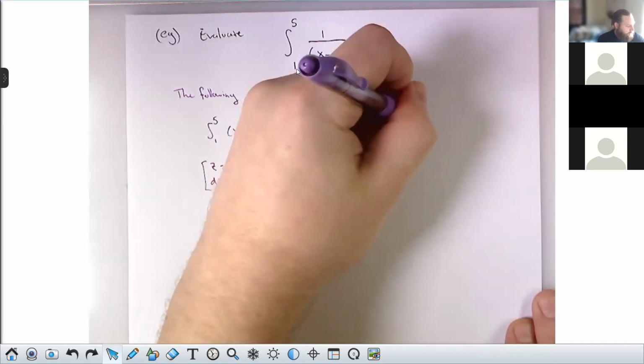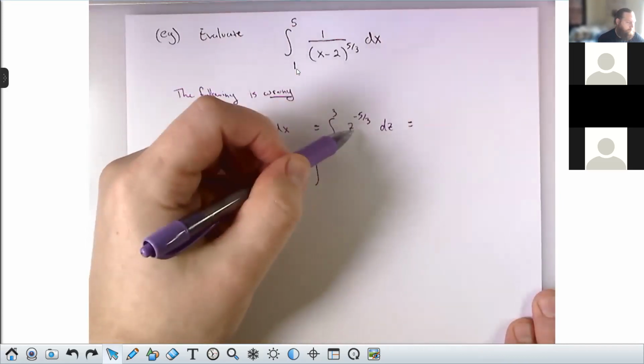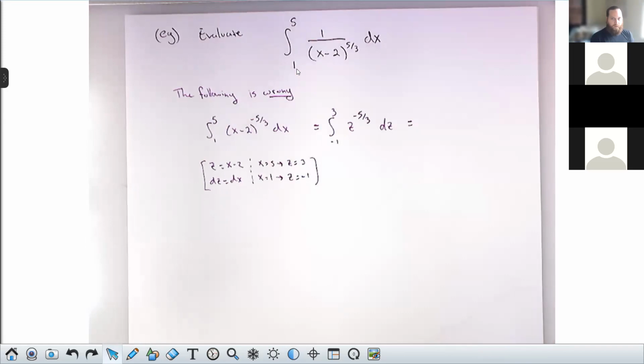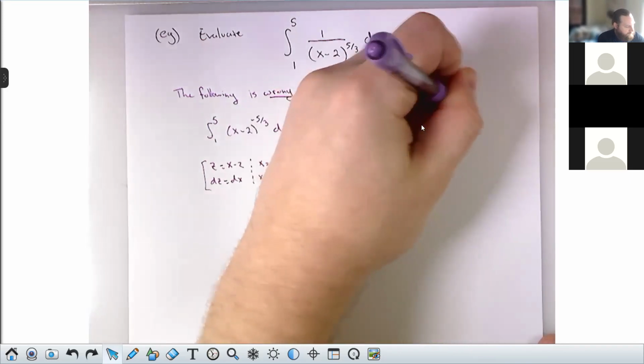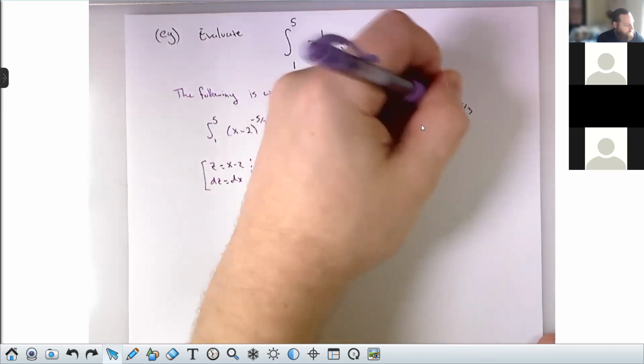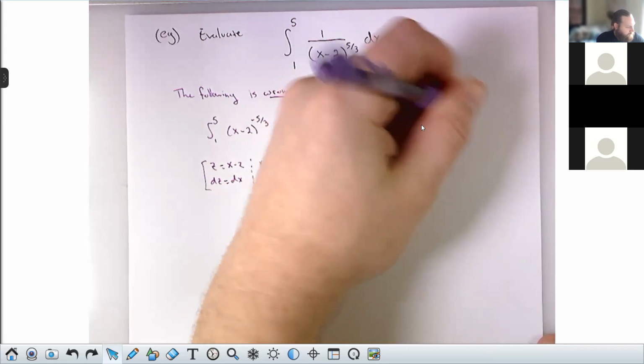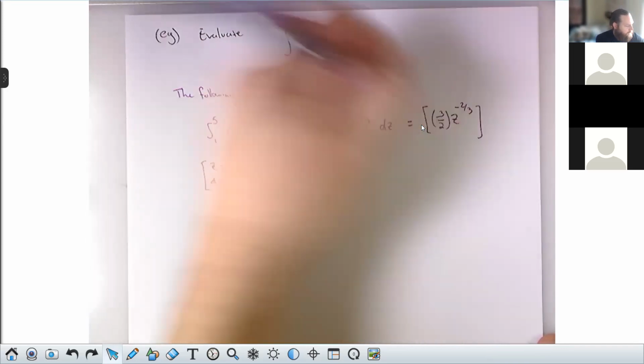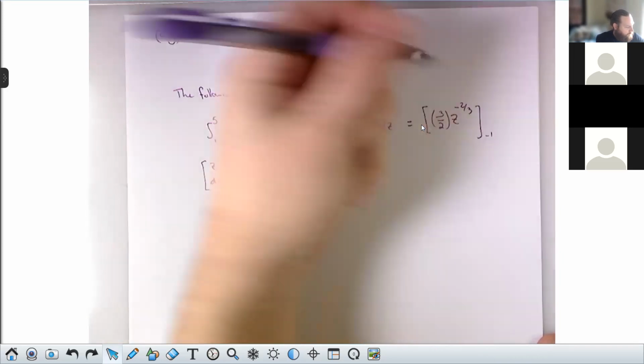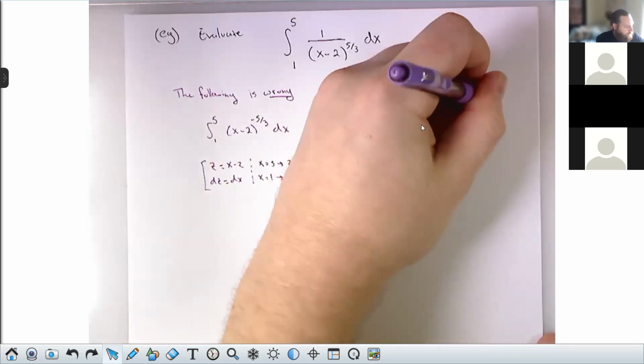And then I can say, okay, well, power rule, -5/3 plus 1. If I add 1 to 5/3, that's adding 3/3. That's going to be -2/3. So the z to the -2/3 divided by -2/3, or times -3/2, evaluated between these new bounds, -1 to 3.